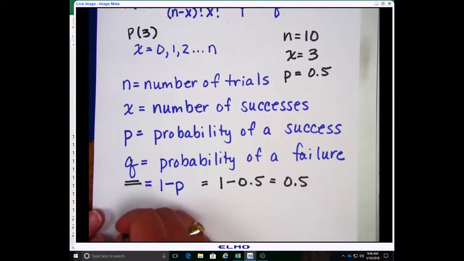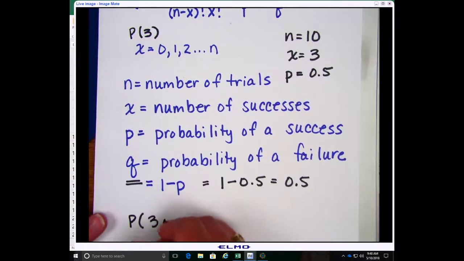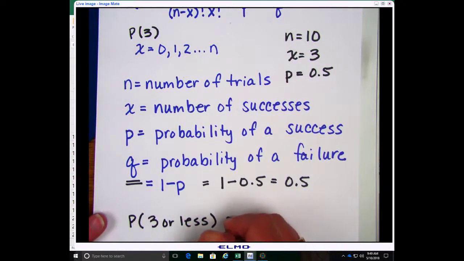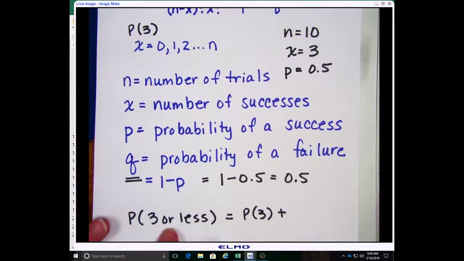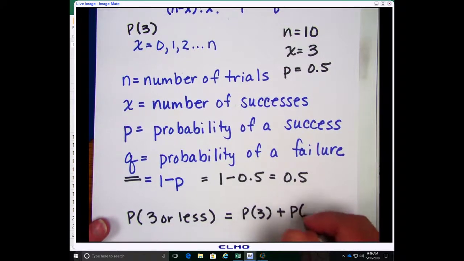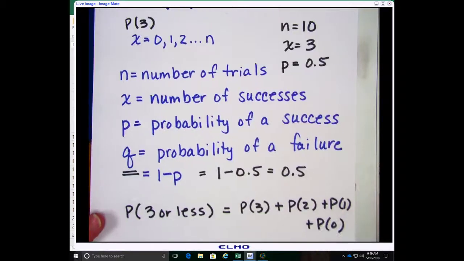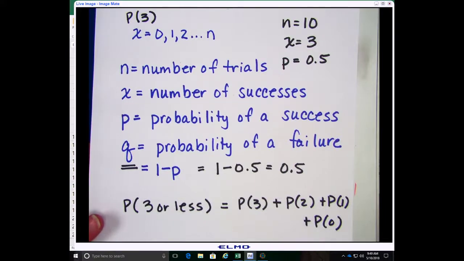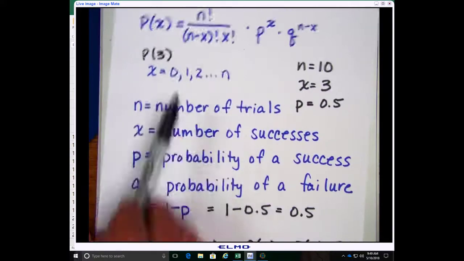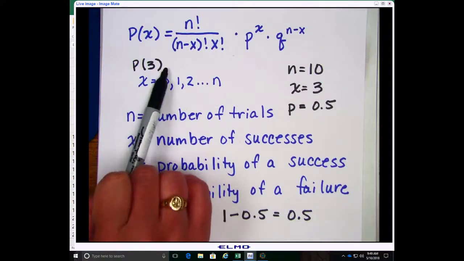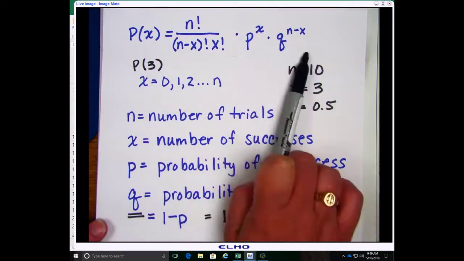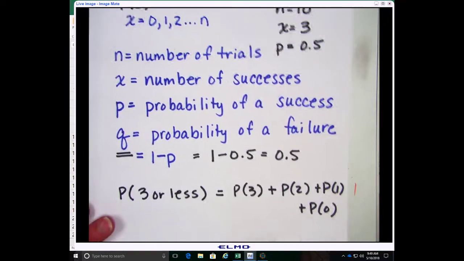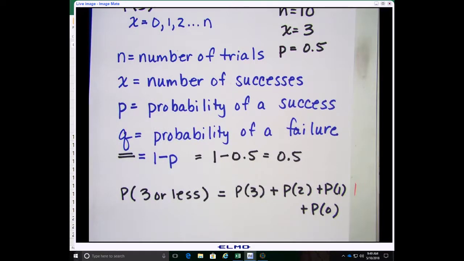What if I wanted to know the probability that I get 3 or less? Well, that would mean the probability I get 3, but now I'm going to have to add to that anything less than 3. Probability I get 2, the probability I get 1, and even the probability I get none. And so how would we calculate this? Well, we would have to calculate the probability of 3, probability of 2, probability of 1, probability of none. So we'd have to use this formula to calculate each one of these. And you can see how it gets to be hard to calculate.